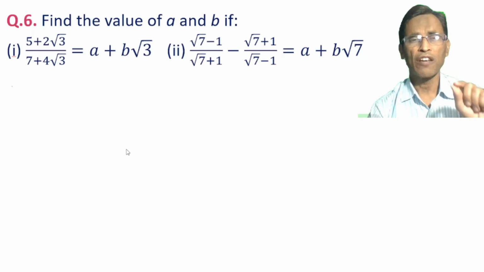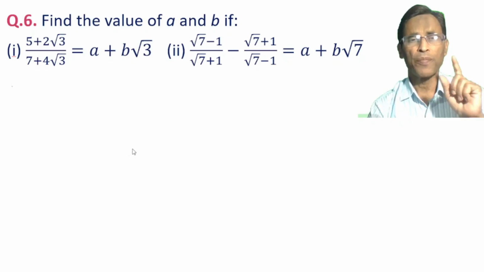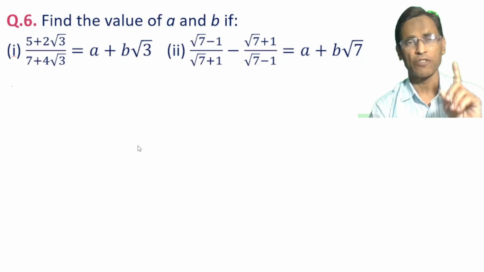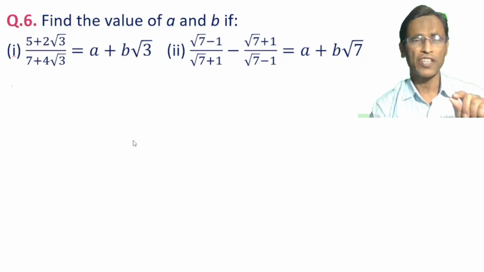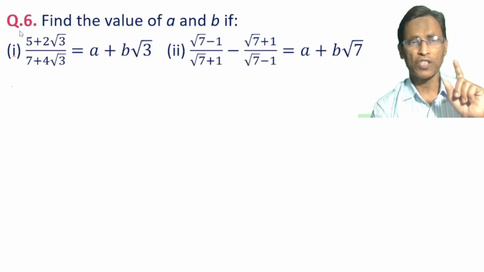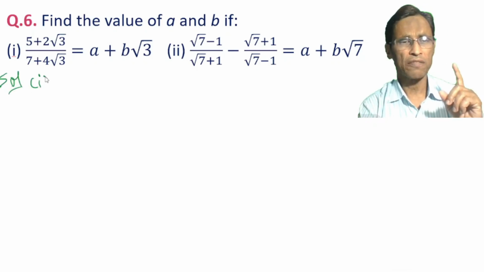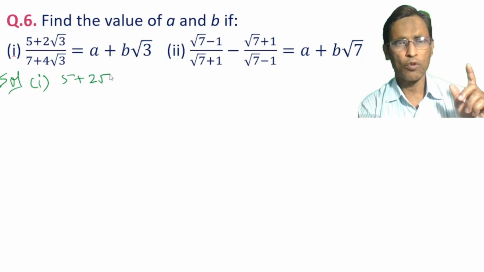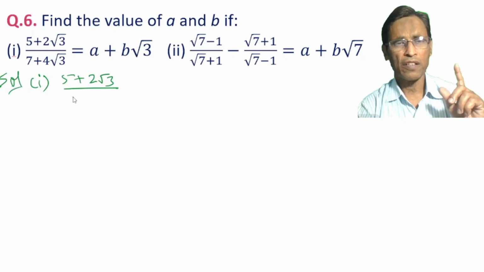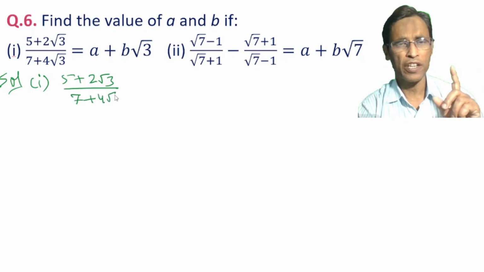Today we shall work out some more problems based on irrational expressions and equations. In this series, we take up the first question, question number 6. Find the value of a and b if (5 plus 2 root 3) by (7 plus 4 root 3) equals a plus b root 3.